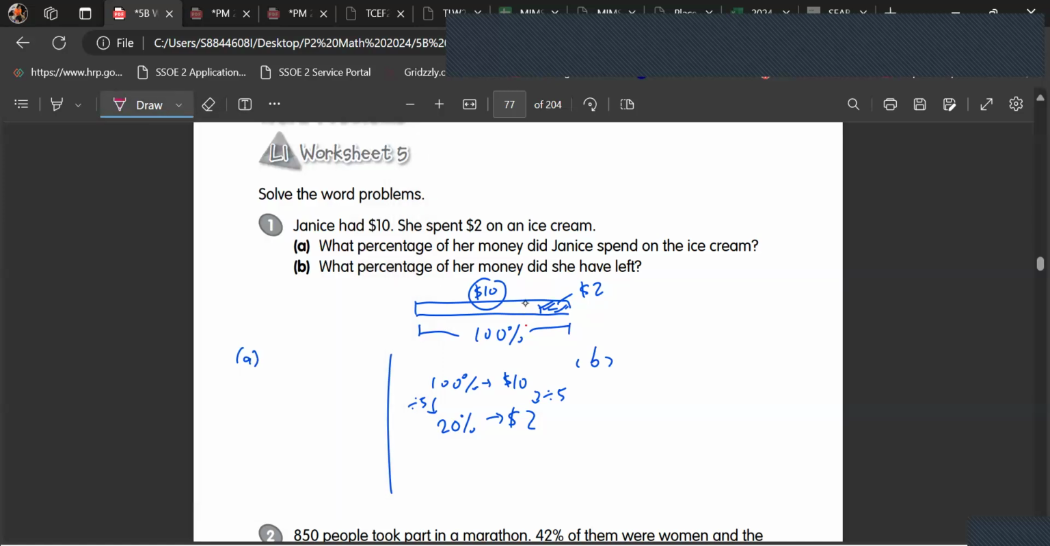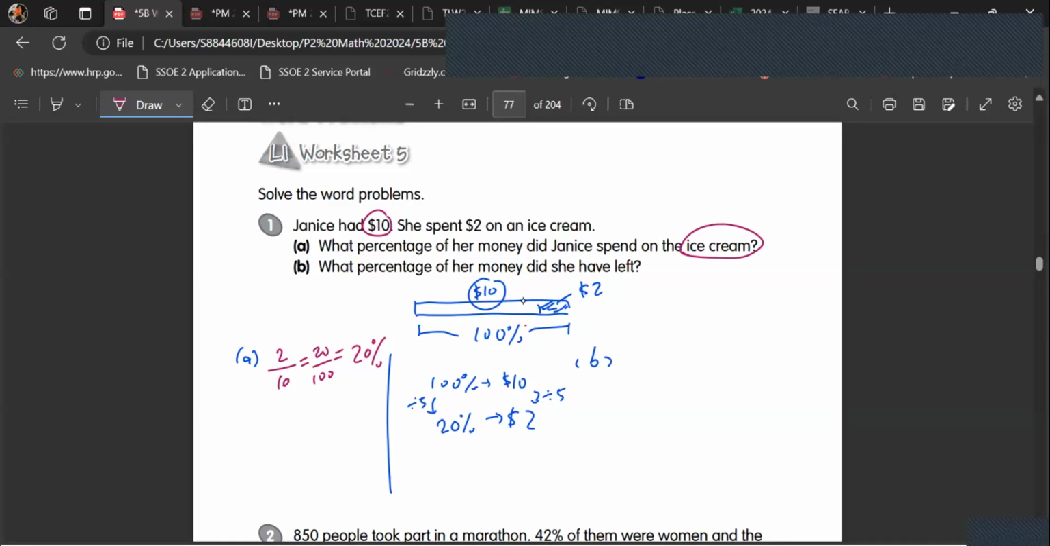There's the ice cream money, there's $2, out of the whole, that's $10, times 100%. Or I convert it to fraction, 1/5, or I convert it to 20 out of 100, and I get 20%. This works as well. So it's like 2 out of 10 times 100%, and cancel, 20%. Very simple, right?